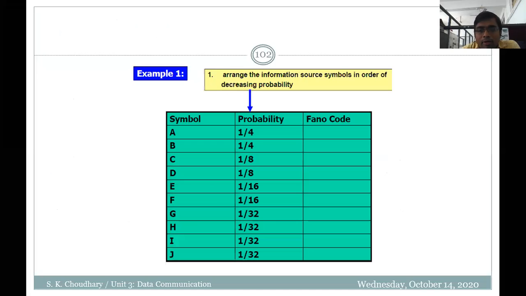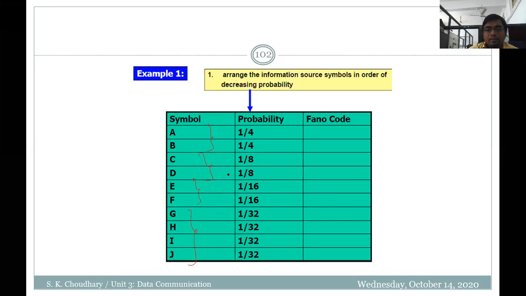Okay. Now we will take one example to understand the Shannon-Fano code. In this example, we have taken some symbols represented with the help of the English alphabet A, B, C, D up to J. So there are 10 symbols, and each symbol has some probability: A and B have the probability 1/4, C and D have the probability 1/8, E and F have the probability 1/16, and G to J have the probability 1/32.